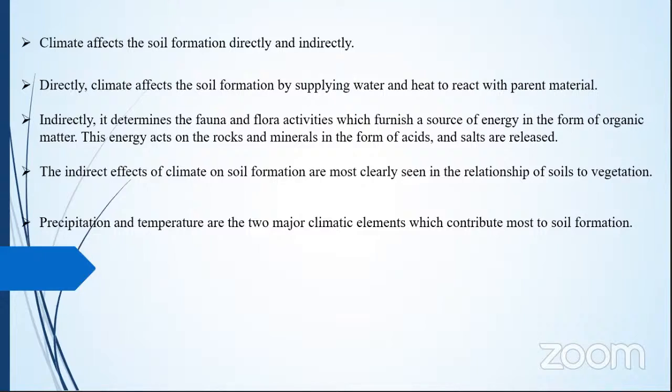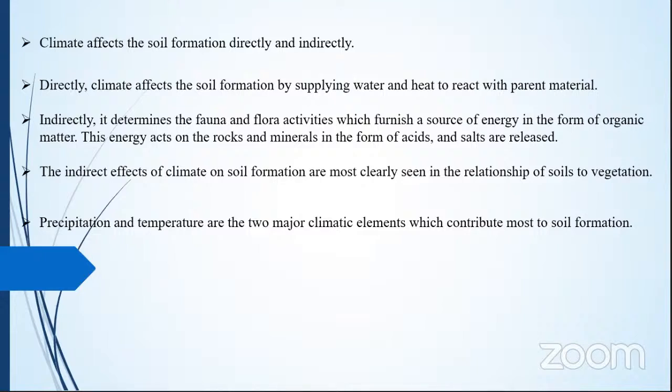The flora and fauna, the animals, microorganisms and plants, will develop and furnish the source of energy. After this development of flora and fauna, what will happen? They will act upon the rocks and minerals, forming and releasing some acids and salts. The indirect effects of climate on soil formation are seen more clearly in relation to soil vegetation.